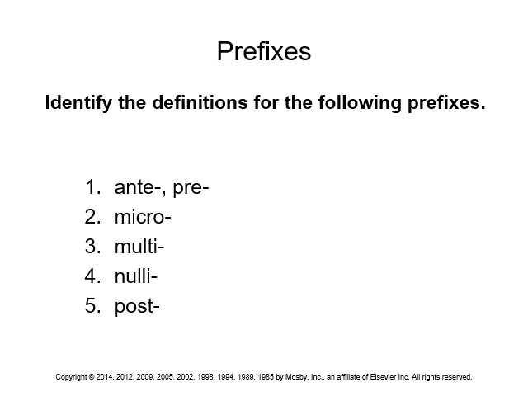All right, let's turn to page 320. We're looking at our prefixes and suffixes now. Ante and pre, common sense, it is before. Micro is small. Multi is many. Nulli is none. And post is after.